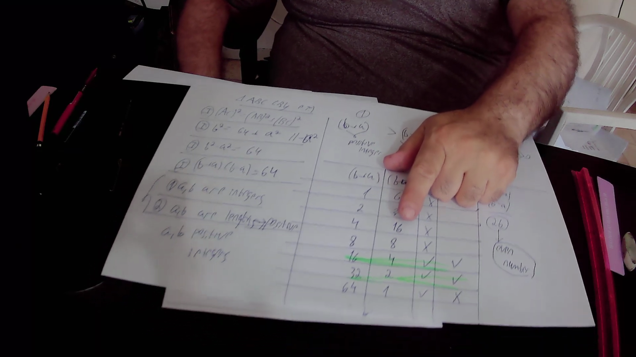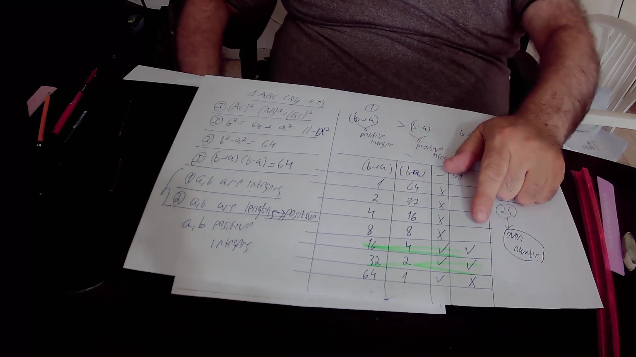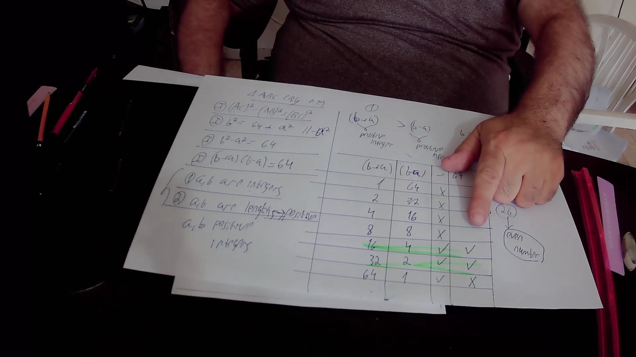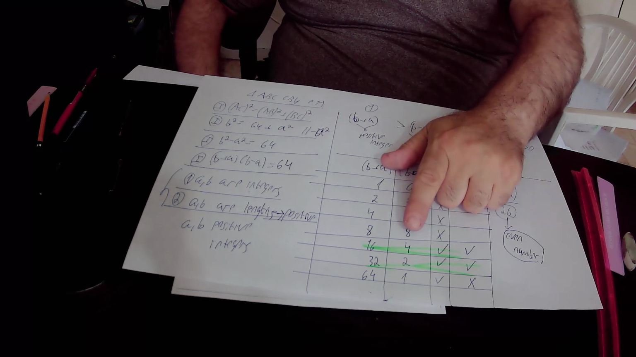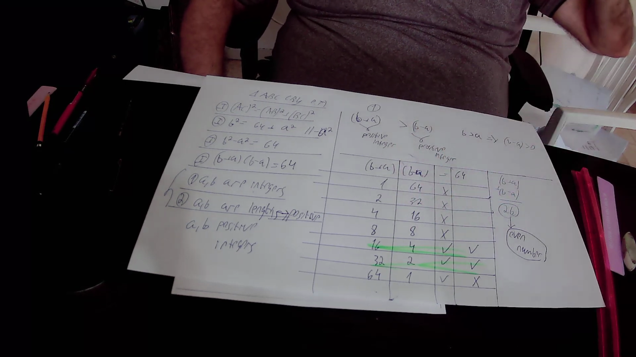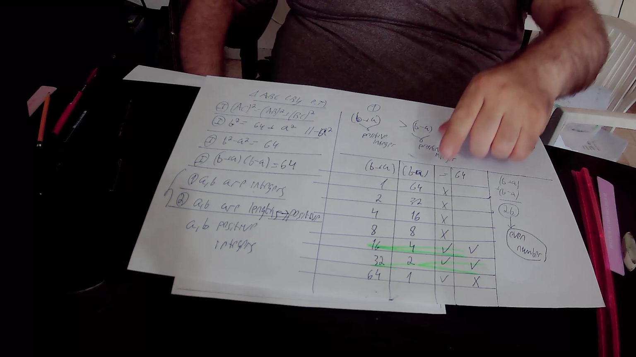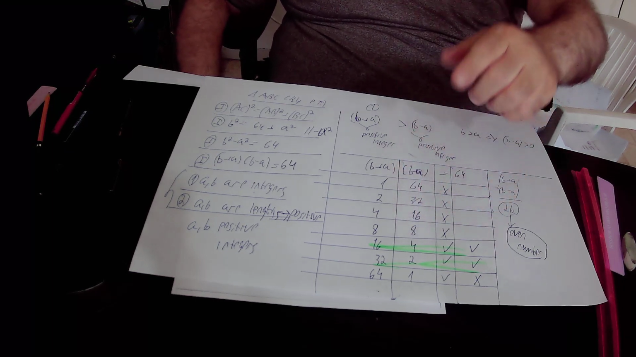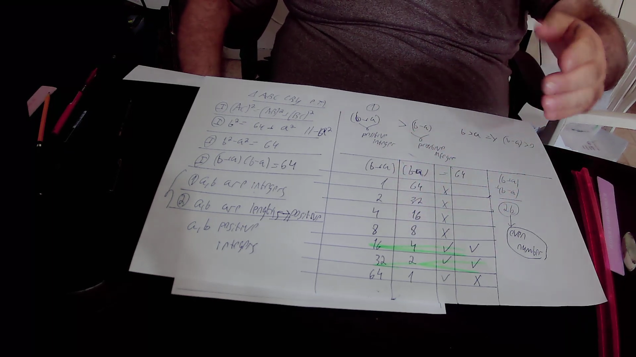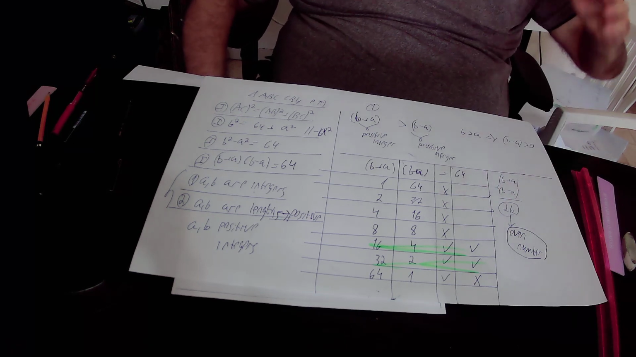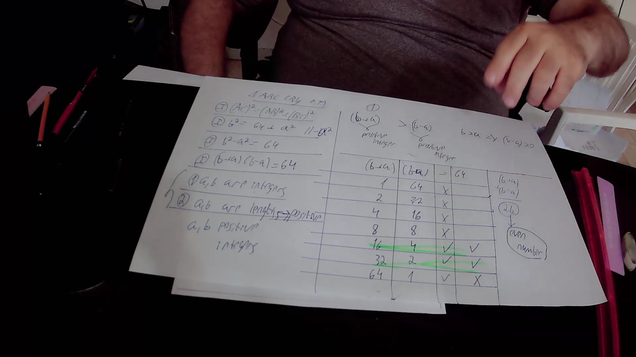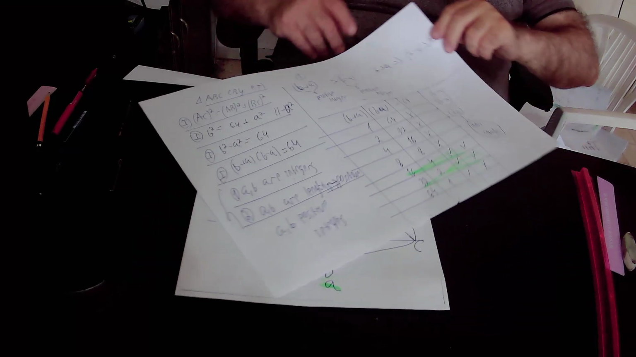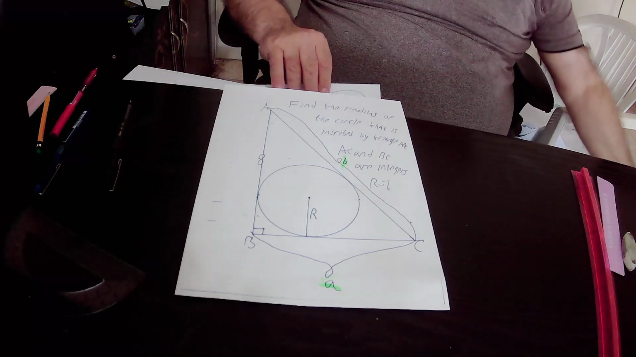Here 16 plus 4 is 20. 20 is an even number, therefore it is a good solution. 32 plus 2 is 34, that is an even number, it's also a good solution. And 64 plus 1 is 65, an odd number, therefore we cancel the solution. So we are left with only the two possible solutions, and we copy the two solutions here.